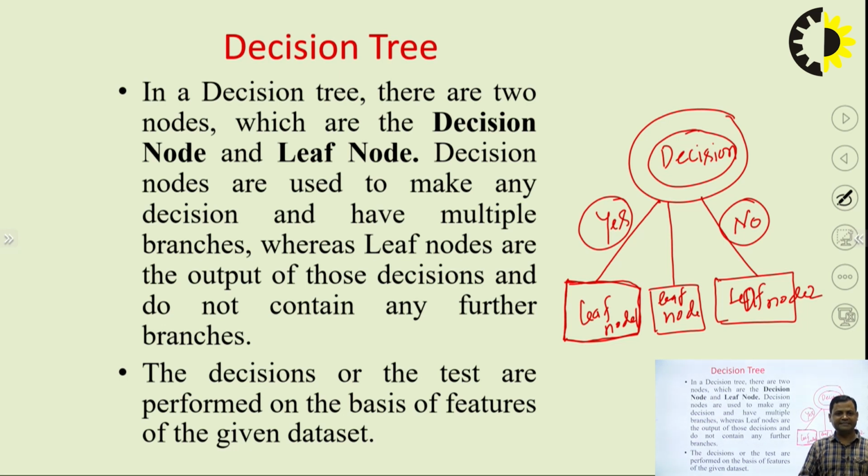So at this point, the decision tests are performed on the basis of the features of the given data set. Whatever features are available in the data set, we will perform the decision on them. That decision will be carried out at this node, and according to the decision, if it is yes, we will move to this node. If the decision is no, we will move to this node.